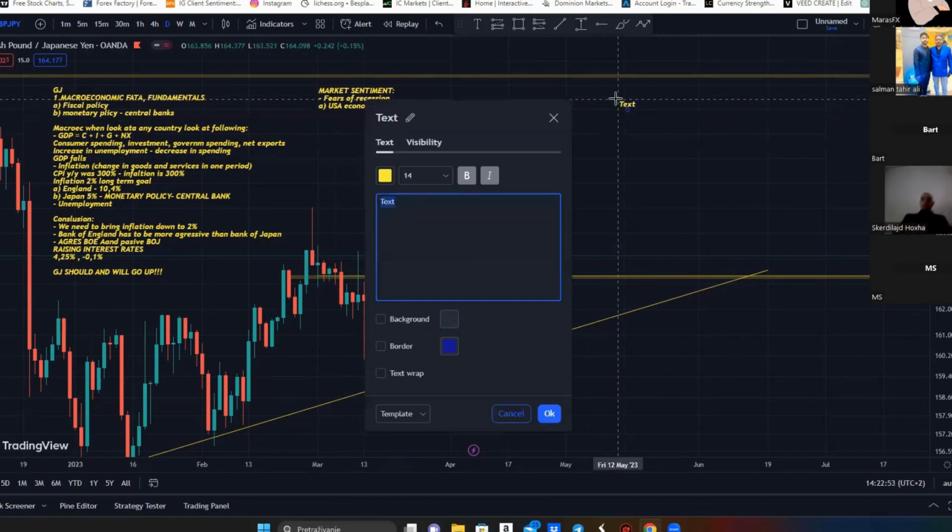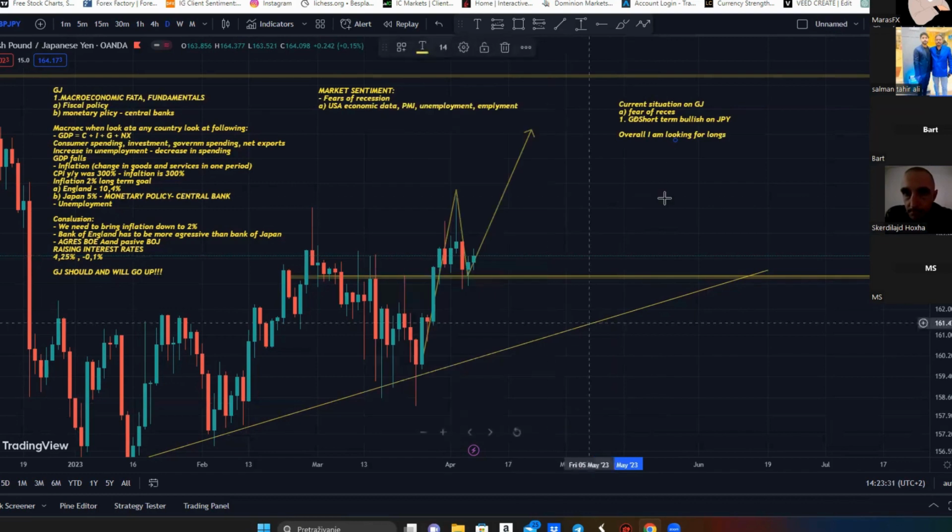And then we look at the current situation on GJ. Looking at the current situation, it is actually fear of recession, as said. That might be a short-term bullish move on Japanese yen, meaning bearish on this pair. But overall, I am looking for longs. I'm looking for longs.